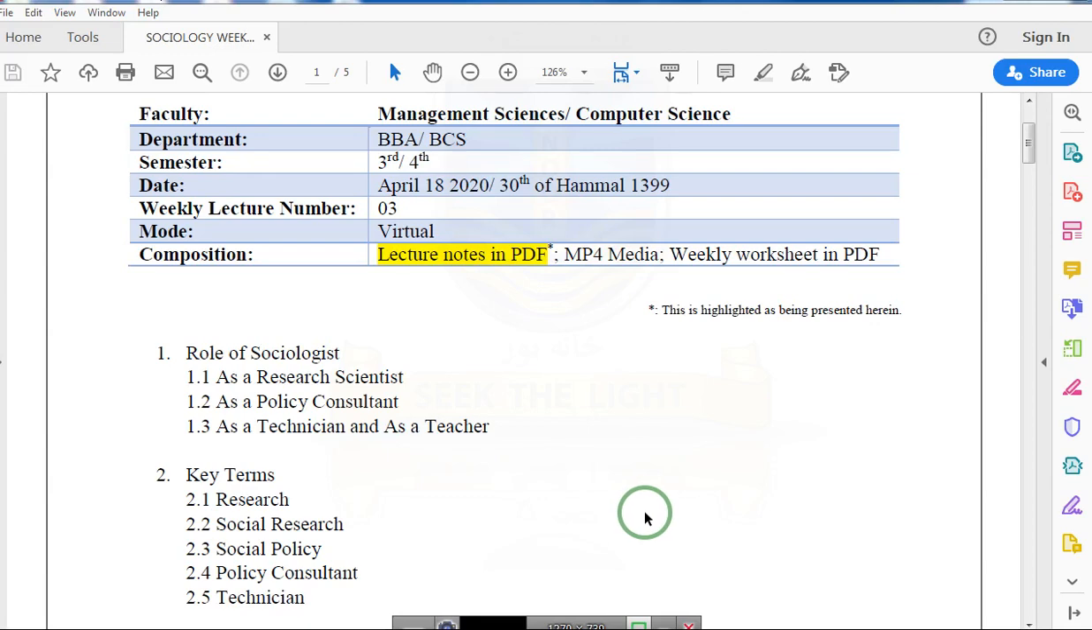We commence with our third lecture in sociology. It is about the role of the sociologist. There are four major roles: as a research scientist, as a policy consultant, as a technician, and as a teacher.